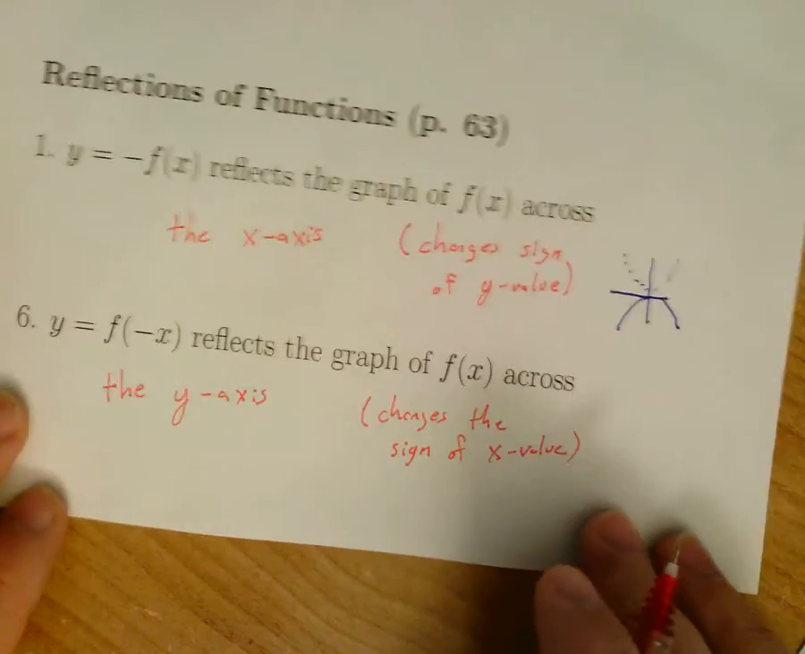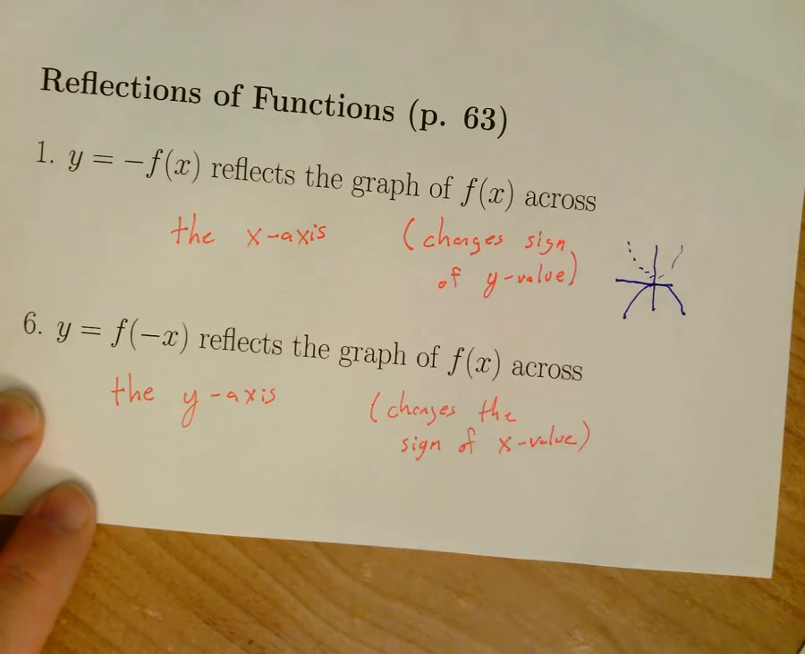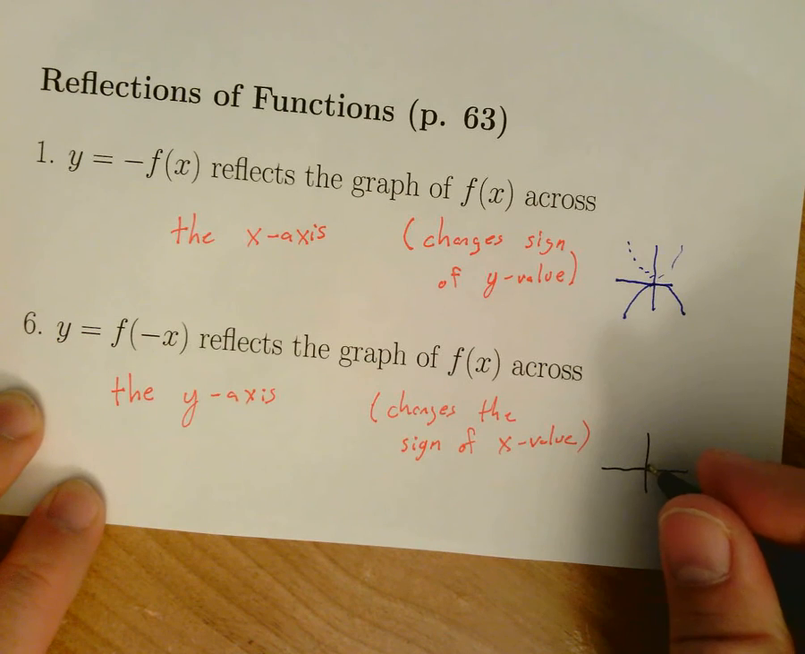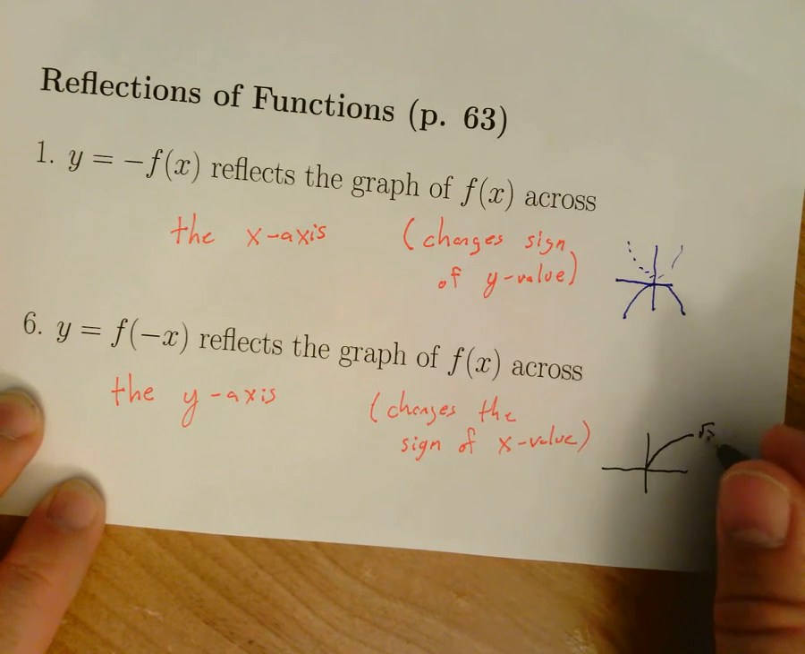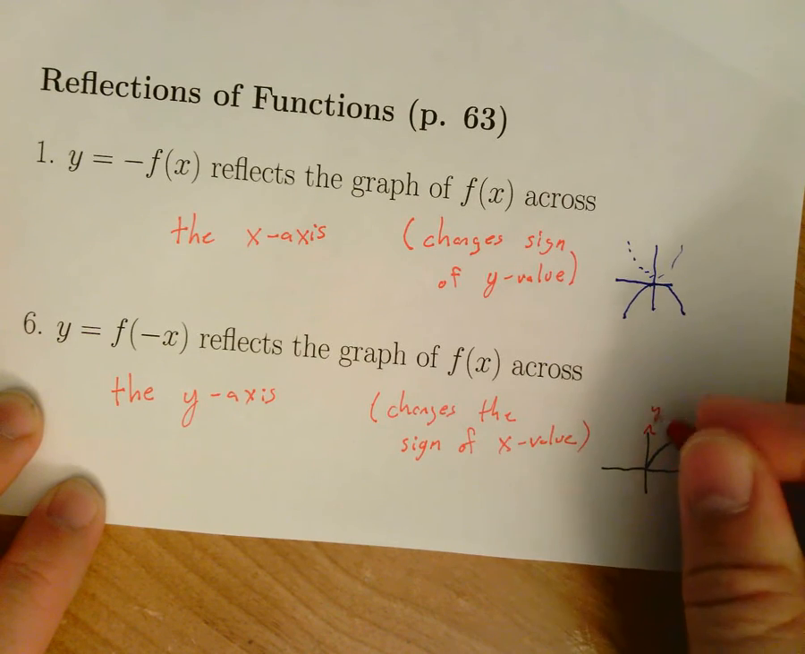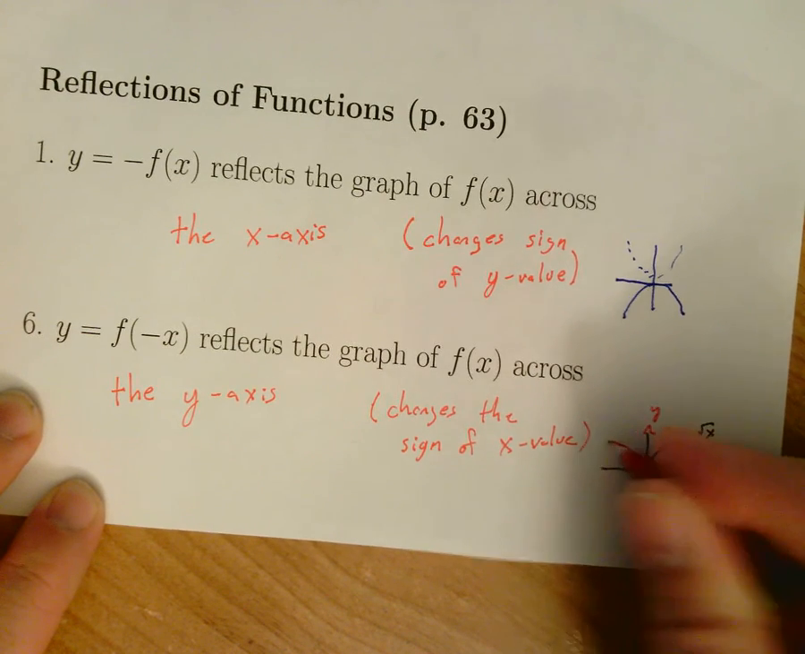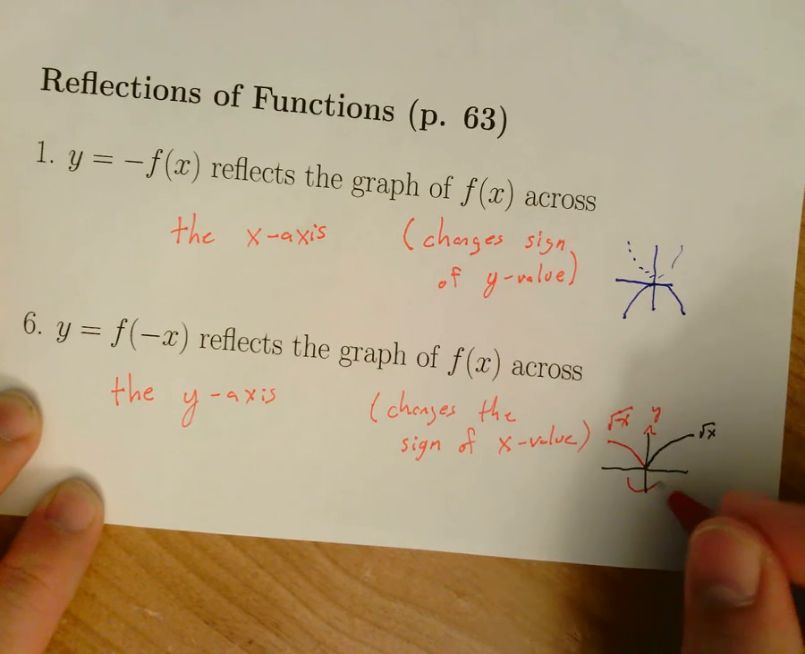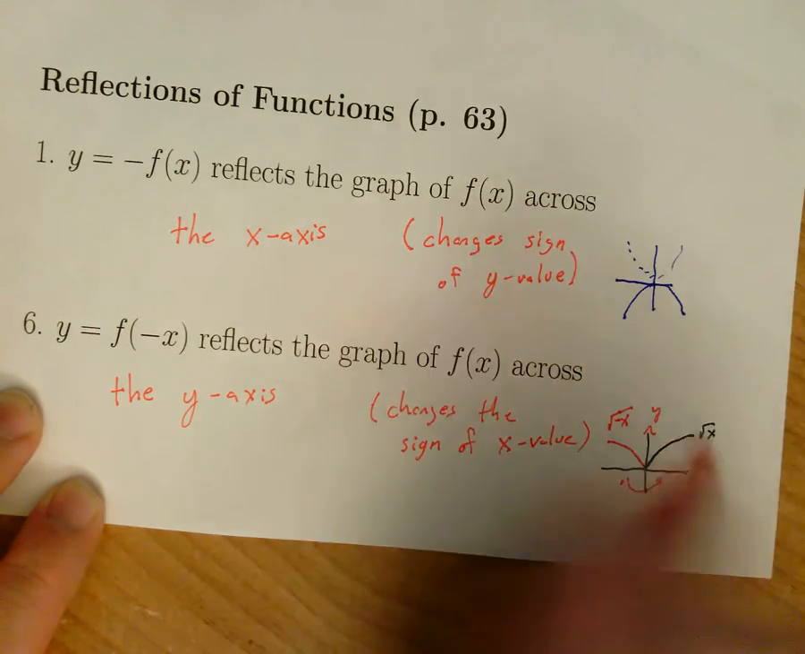And so the way you would see that is, for example, and we'll see this in more detail on the next slide, if I had something like the square root of x, if I put in the negative on the inside, that just reflects it across the y-axis. Or I put in the square root of negative x. It just flips across the y-axis.